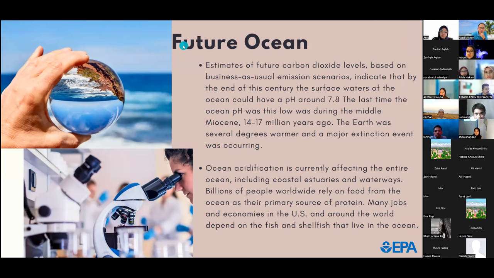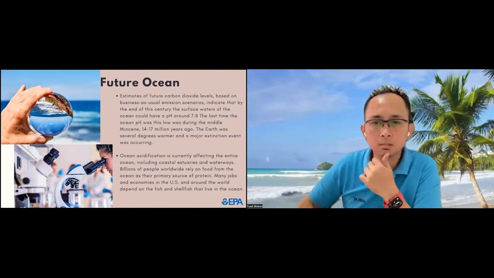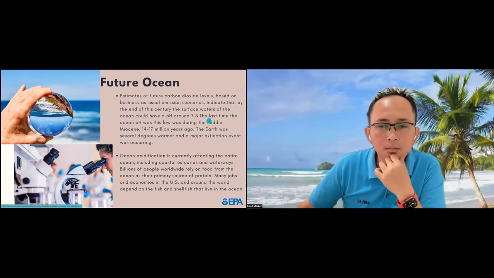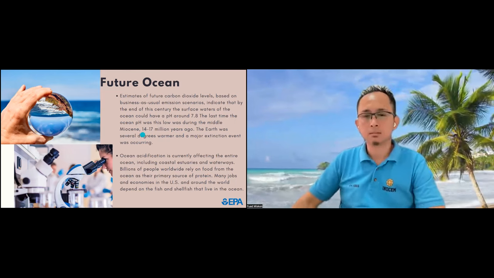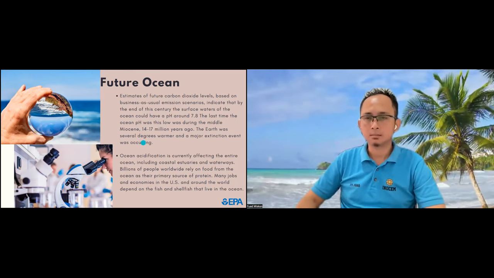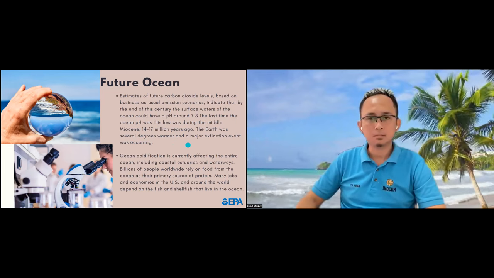Estimates of future carbon dioxide levels based on business-as-usual emission scenarios indicate that by the end of this century, the surface waters of the ocean could have a pH around 7.8. As Sister Auni said before, it was 8.1 before, and now it has decreased to 7.8. That means higher acidity in the water. The last time the ocean pH was this low was during the mid-Eocene, 40 to 70 million years ago. The Earth was several degrees warmer and a major extinction event was occurring.